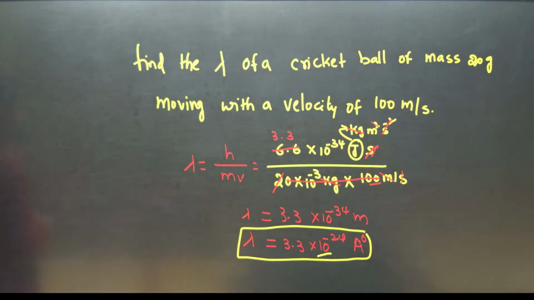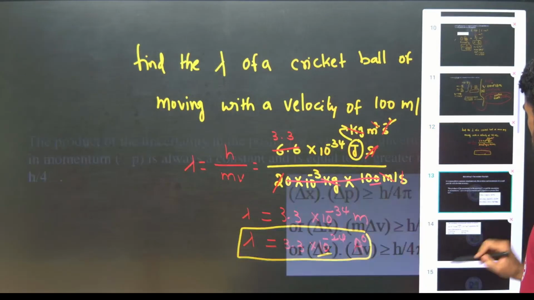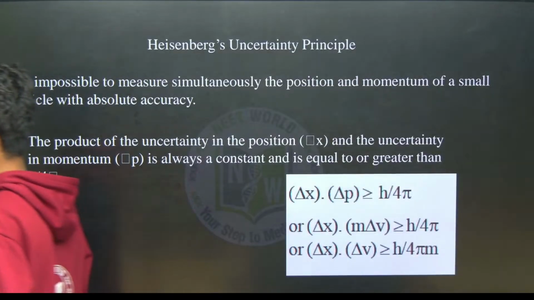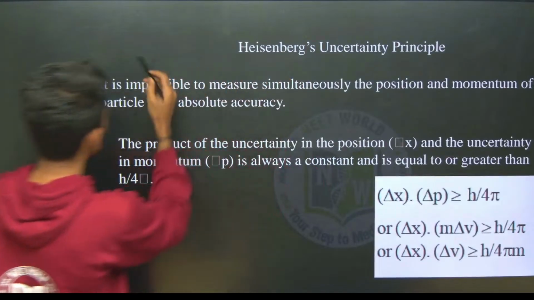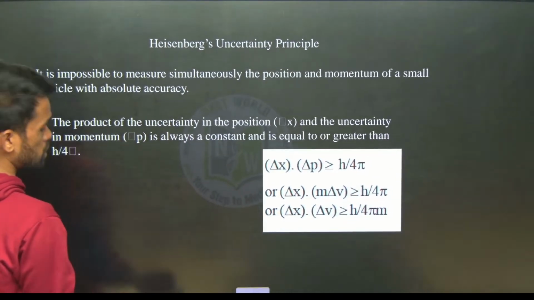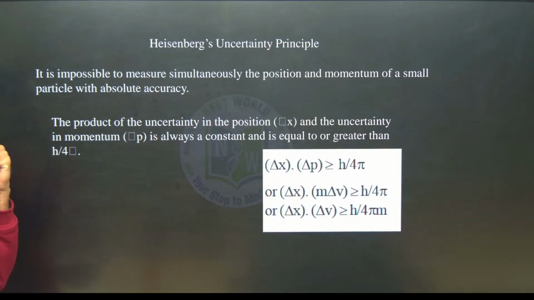Over. Next, we'll study Heisenberg's uncertainty principle. So what it says, Heisenberg's uncertainty principle: it is impossible to measure simultaneously the position and momentum of a small particle with absolute accuracy.